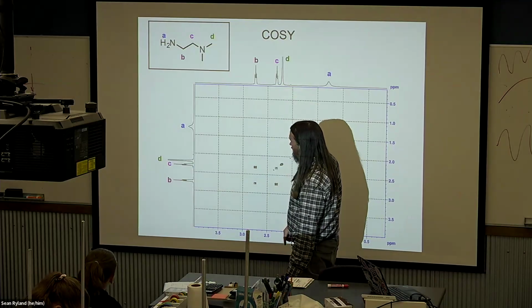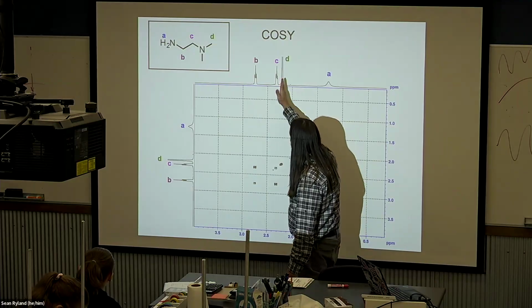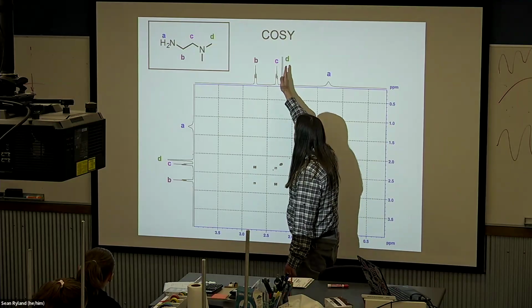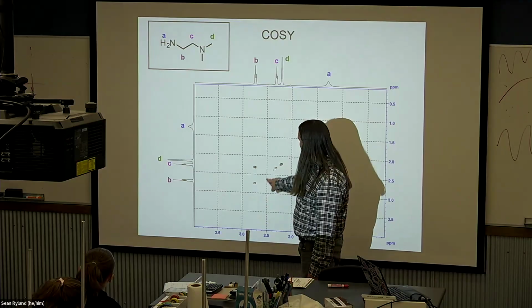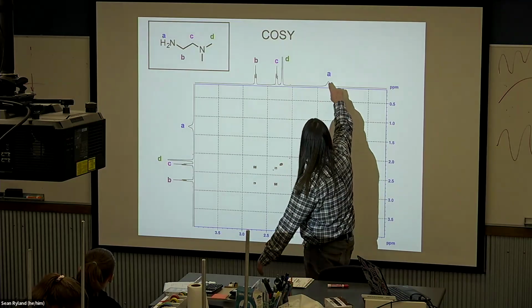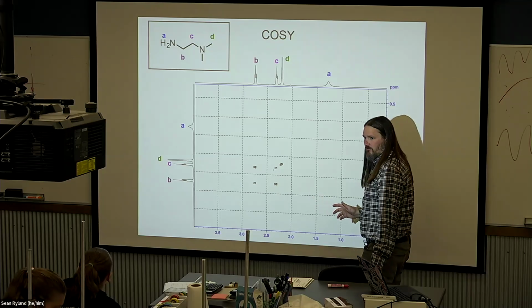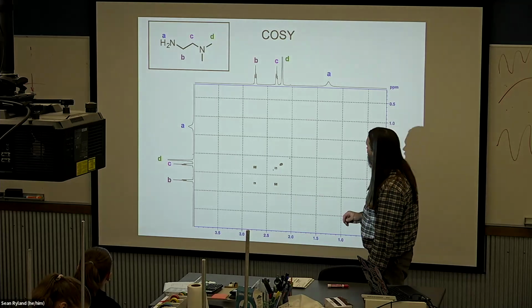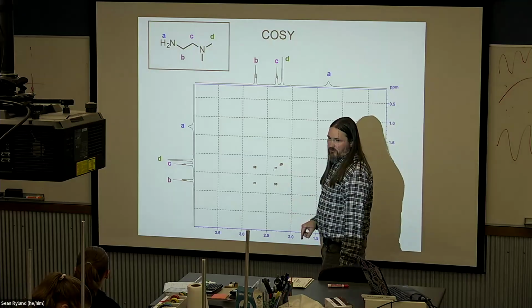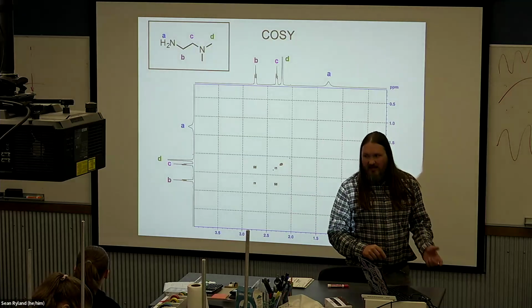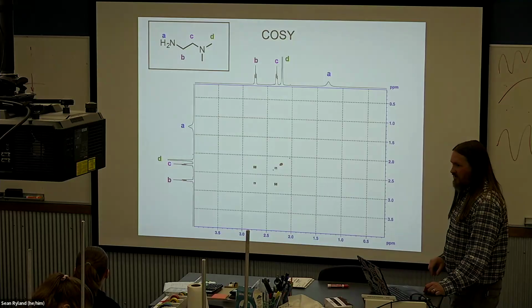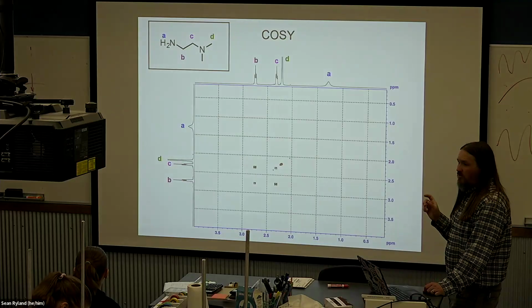is not coupled with anything. Right? If I draw a line straight down here, D does not have anything besides itself. And A doesn't even show up on this because it's a nitrogen. So this tells you that D is not coupled with any other nearby protons. It either doesn't have any neighbors or it's next to something else.